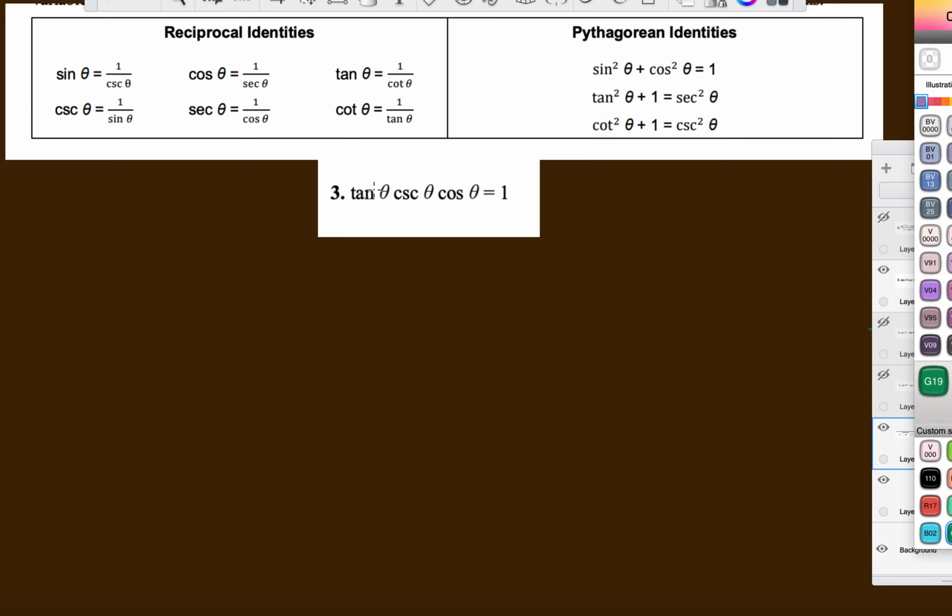What we want to do with verifying this equation is boil everything down to cosine and sine, all right? We know that tangent, and I've said this probably 100 times today, tangent is sine over cosine.